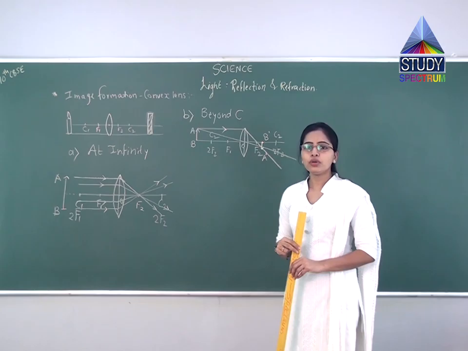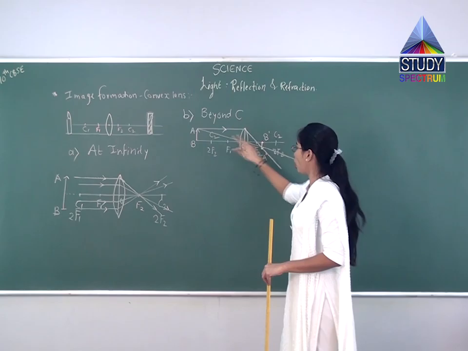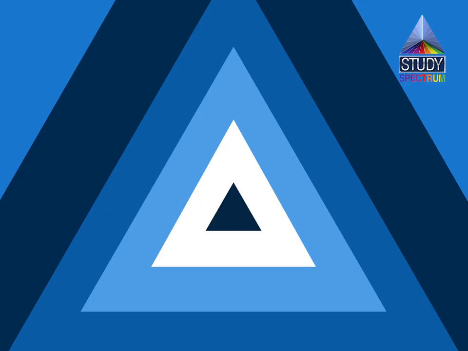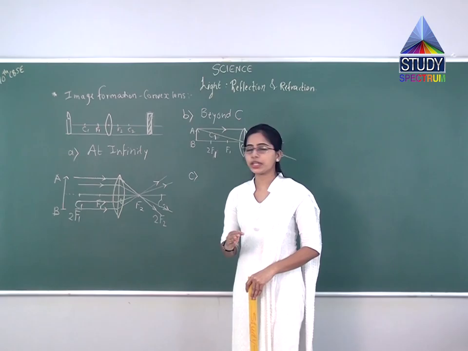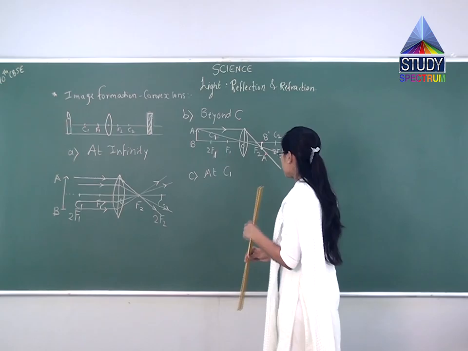Now you can see the size of the image is less than the size of the object. Also, it is an inverted image. Now, in the third case, we will place our object at the center of curvature. On the left hand side we are putting the object, so your object is now at C1. Let us draw the diagram.